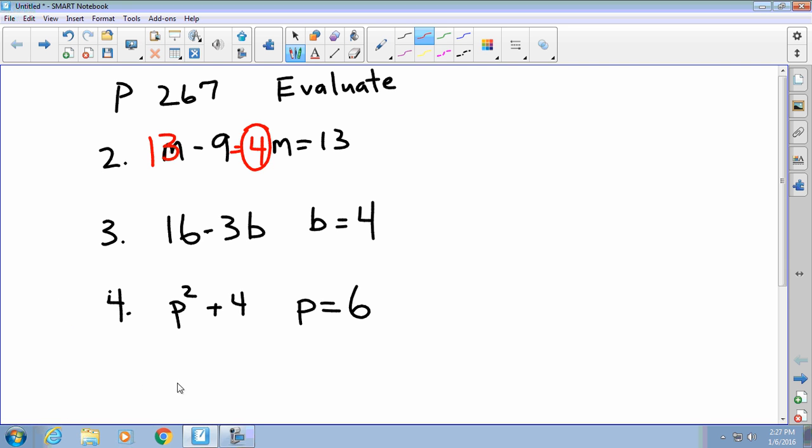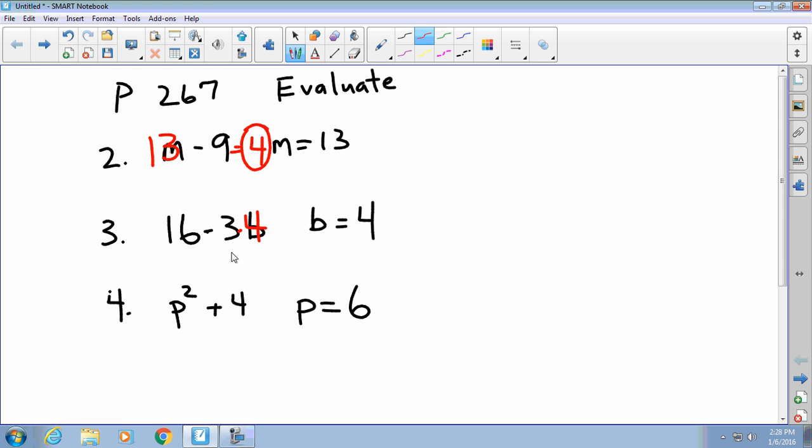For number 3, b is equal to 4. My problem is 16 minus 3b. Again, I need to plug in where the b is. I need to plug 4 in. Now, a common mistake, some kids will think that is 34. That is not 34. What that is, remember, if a letter is written next to a number, that means you are multiplying.